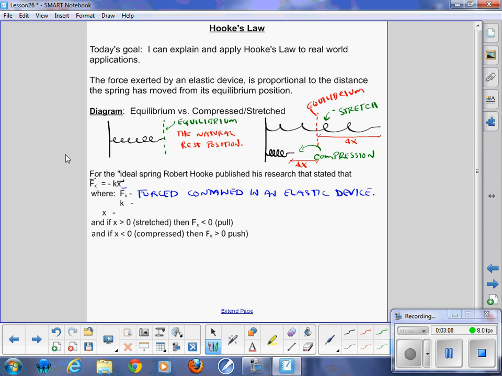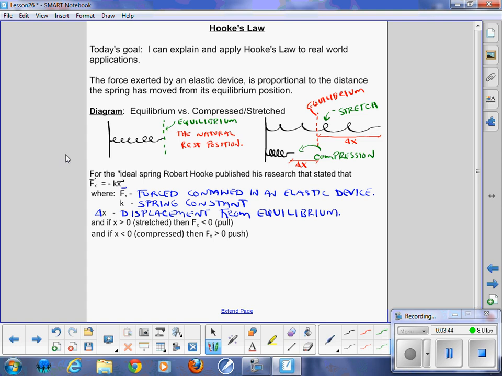k is what we call the spring constant. So every spring, every bungee cord, every elastic band has a different property, and that spring constant is what gives it that individuality. It's how compressible it is, and we'll talk about how it's developed in a second here. And finally, x, or it should be actually delta x, is displacement from equilibrium, as shown in the diagram above. Displacement from equilibrium.